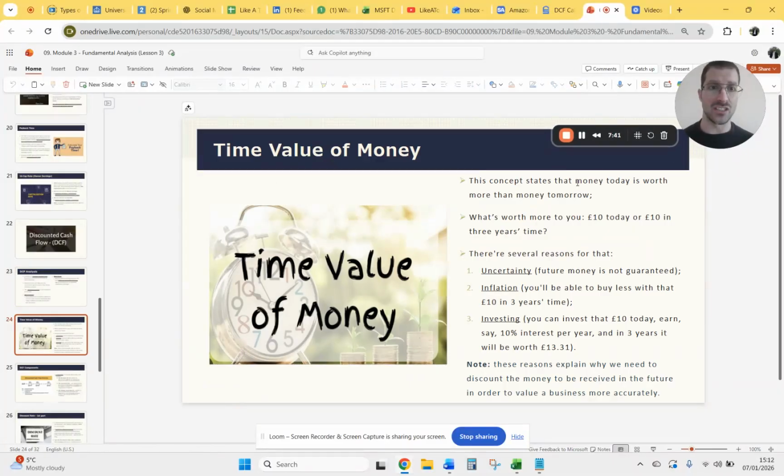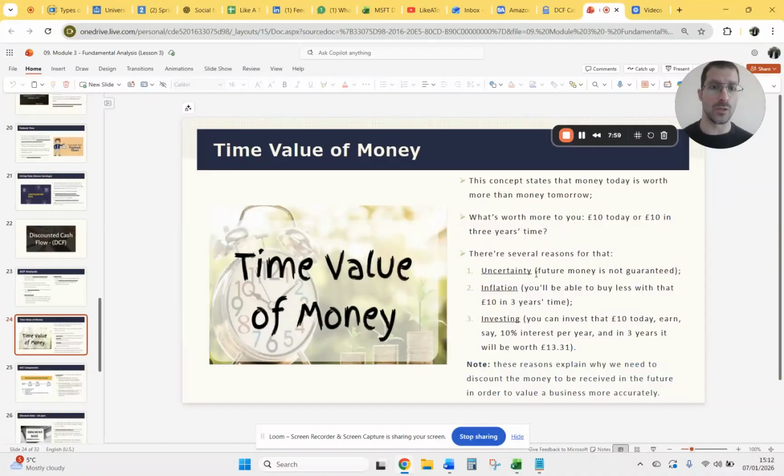This concept states that money today is worth more than money tomorrow, right? So we all know that. What's worth more to you? Is it $10 today or $10 in 3 years' time? It's certainly $10 today. And there are several reasons for that.